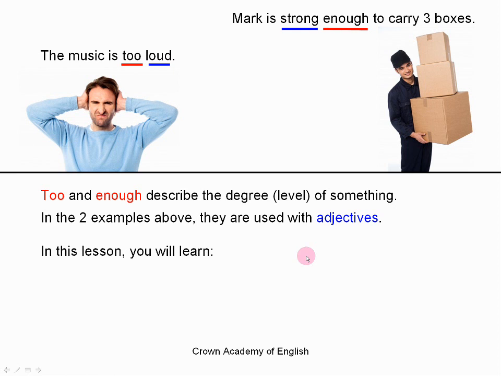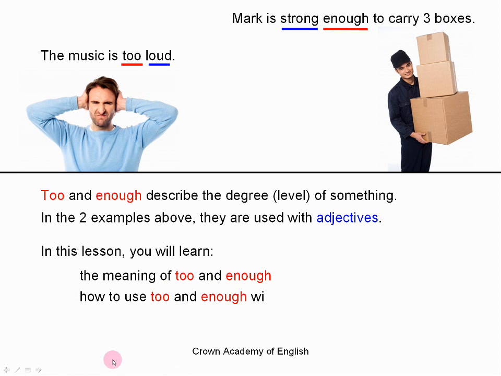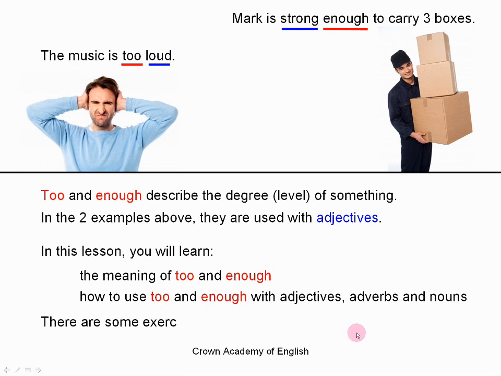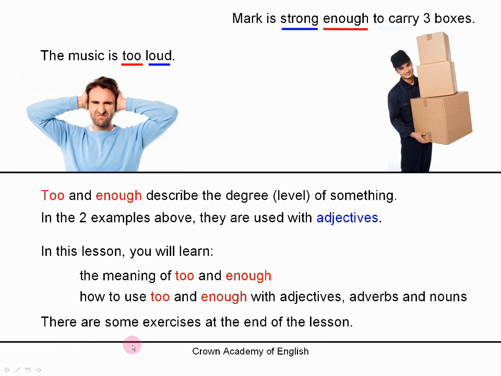So, during this lesson, you will learn, first of all, the meaning of too and enough, and then I will explain how to use too and enough with adjectives, adverbs, and nouns, and we will look at both countable nouns and uncountable nouns. And at the end, there are some exercises at the end of the lesson. Okay?